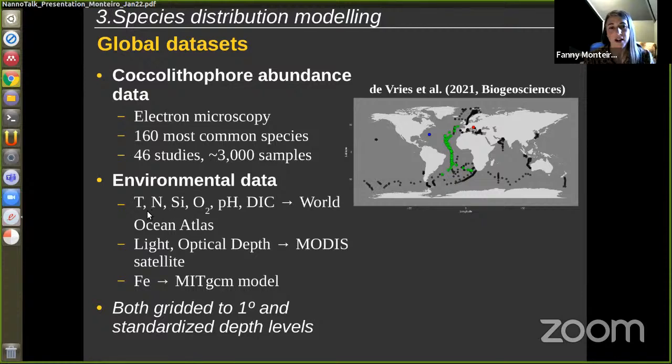For the environmental data, we included temperature, nitrate, silicon or silicic acid, oxygen, pH, and DIC from the World Ocean Atlas, and then light as photosynthetically available radiation, and optical depth from the satellite MODIS data. We also included iron, but the observations are too sparse, so we rely on the 3D ocean model called MITgcm. Both data sets were gridded on a 1 degree horizontal grid and had standardized depth levels.